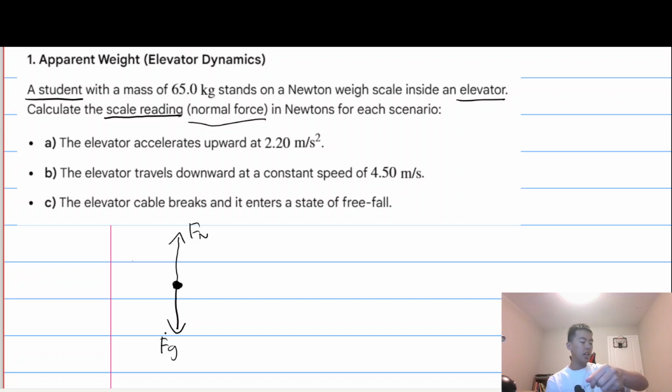Mass doesn't change as you go from planet to planet, but weight does, because weight is a vector, I think. Okay, and let's start with the first question. The elevator accelerates upwards at 2.2 meters per second squared. So net force is equal to mass times acceleration.